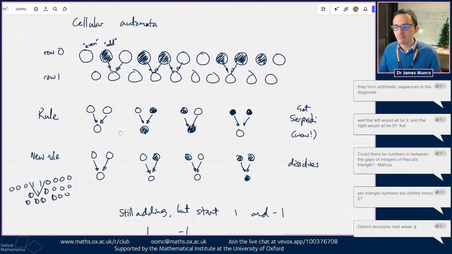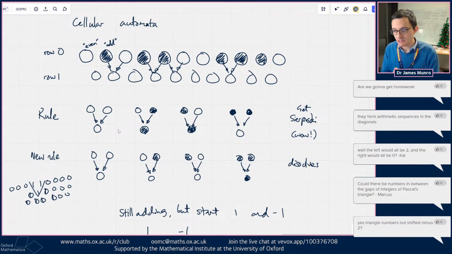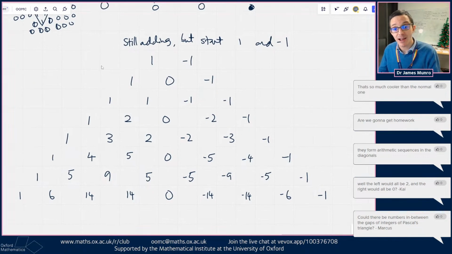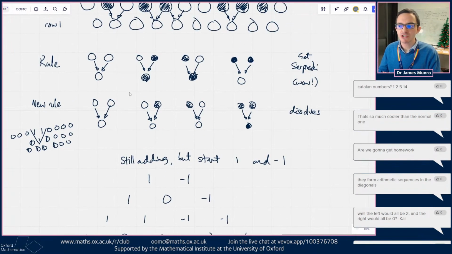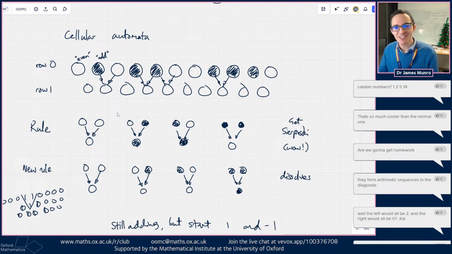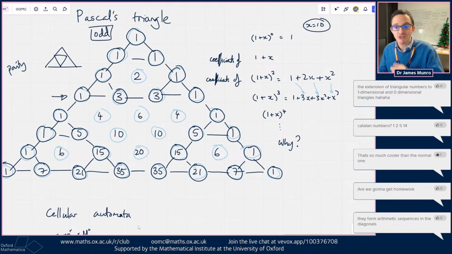Just to wrap up, I've left you with some sort of homework here to try and explain some of the numbers that come out of this weird variant of Pascal's triangle, or to try and describe what happens for these rules with these cellular automata, or even to go back to the original Pascal's triangle and try and spot some new patterns, try and spot something else that's going on.